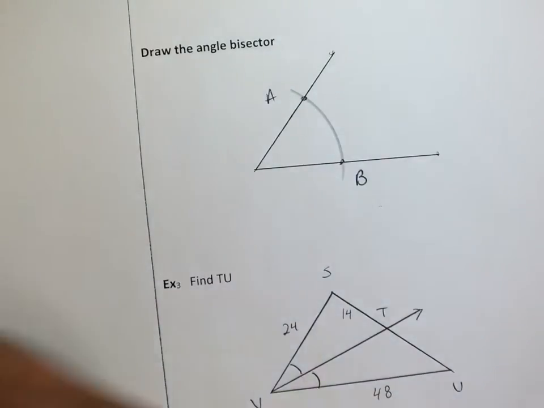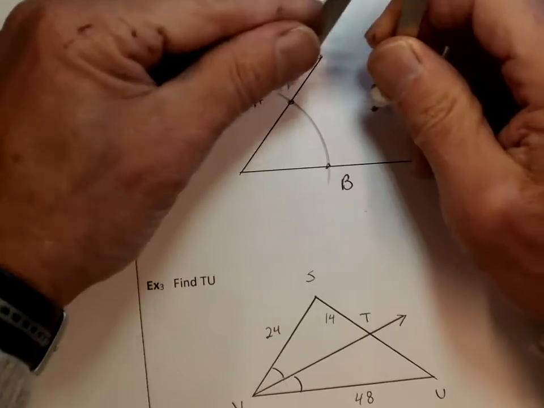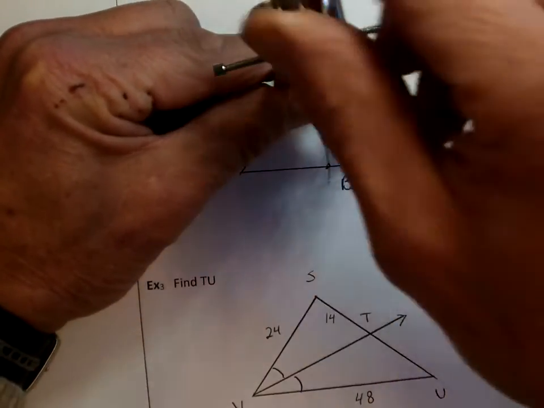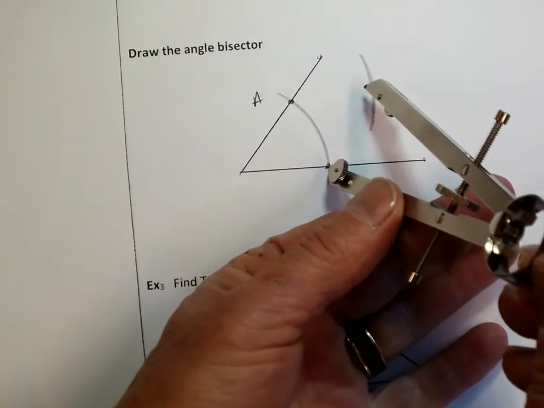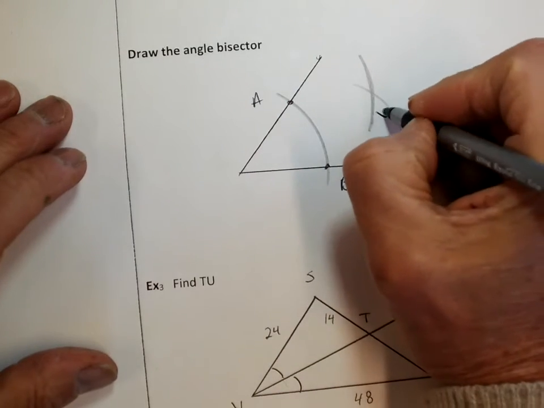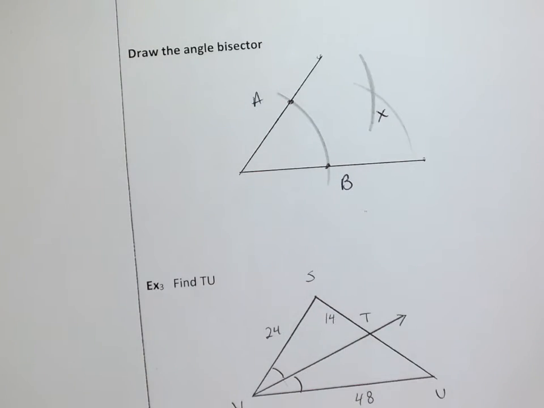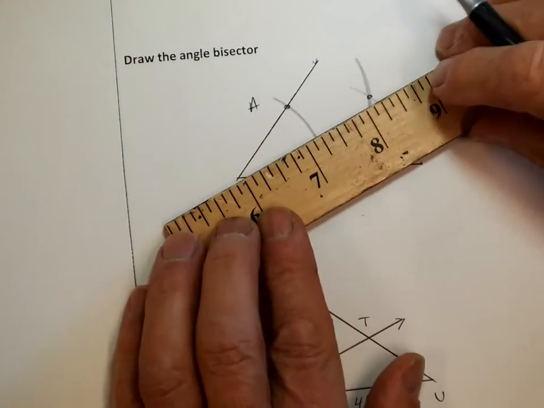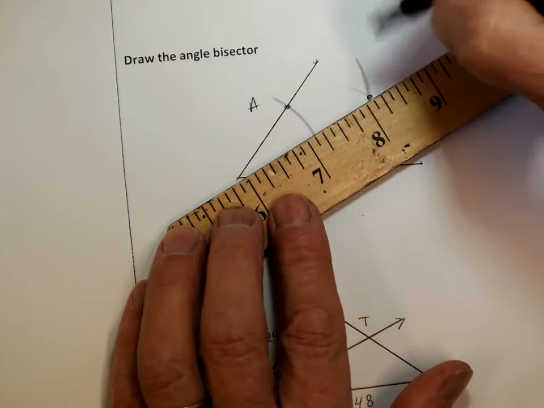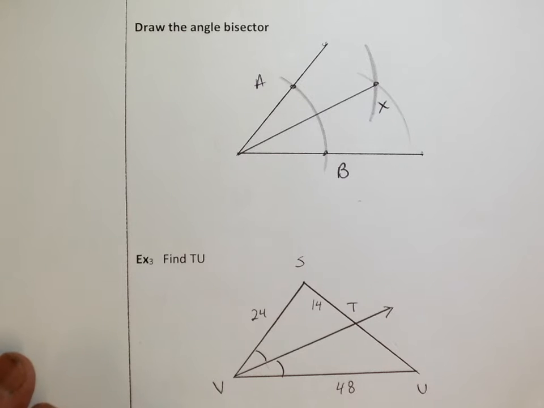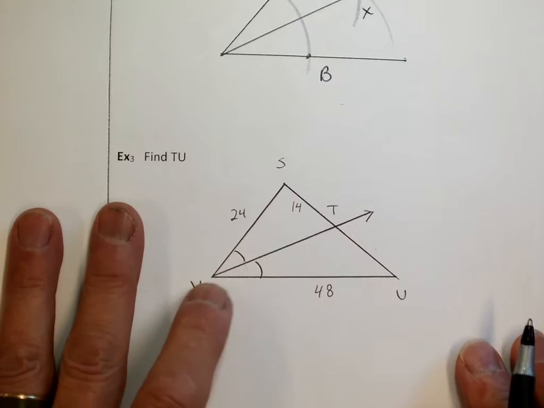Now, taking my compass again, and this time put it on A. I'm going to draw an arc on the inside, and I'm going to draw another arc on the inside from B, same thing, okay? And what I get is a third point. Let's call that X. Now, the bisector of the angle has to go through that point X. Okay, there's my angle bisector. Now, here's what I know. Let me draw a triangle. So down below, I drew a triangle, okay?